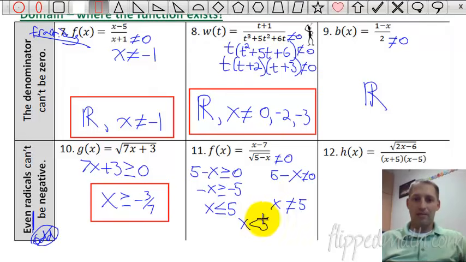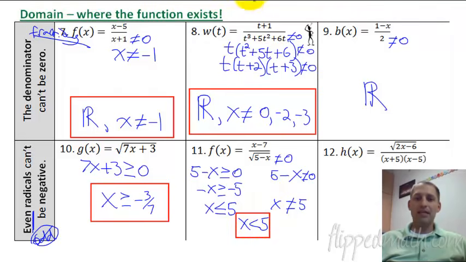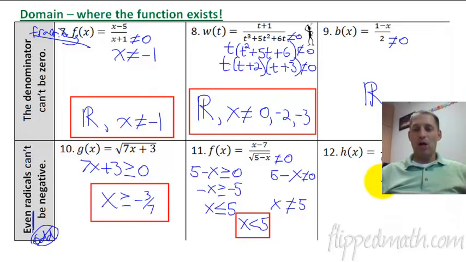Okay, so then we box that. x being less than 5 fits the criteria that it has to be less than or equal to 5, but it also can't equal 5. So boom, there we go. Whatever is most restrictive, that's the answer to these problems. Number 12.